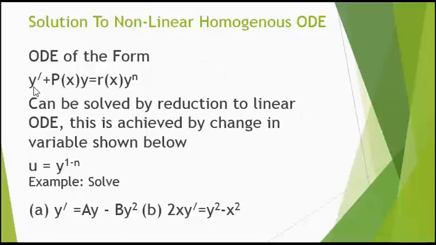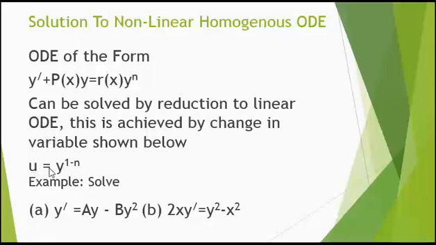So we are still looking at the solution to nonlinear ODE. We see that an ODE of the form y prime plus p of x multiplied by y equal to r of x multiplied by y raised to power n is nonlinear. Of course, what makes it nonlinear is this y raised to power n that is introduced to this particular equation. Now we already know that we can solve such an equation by reducing the nonlinear equation to a linear equation.